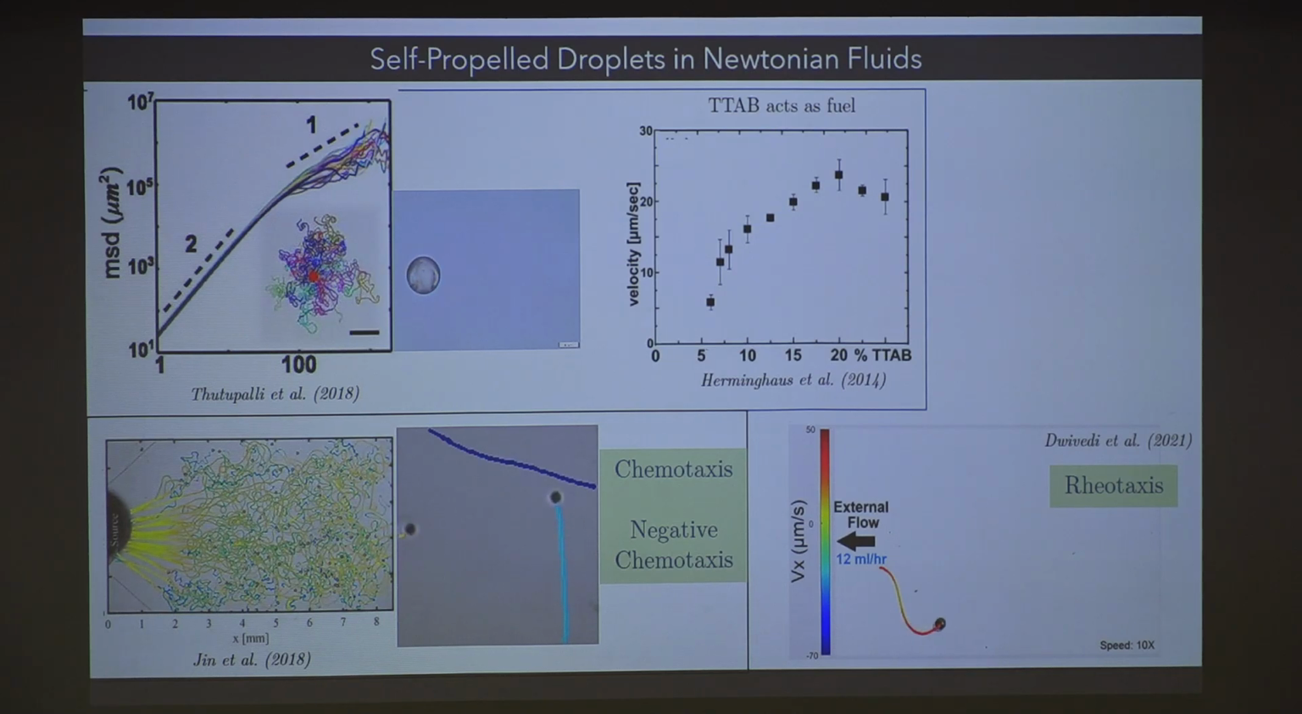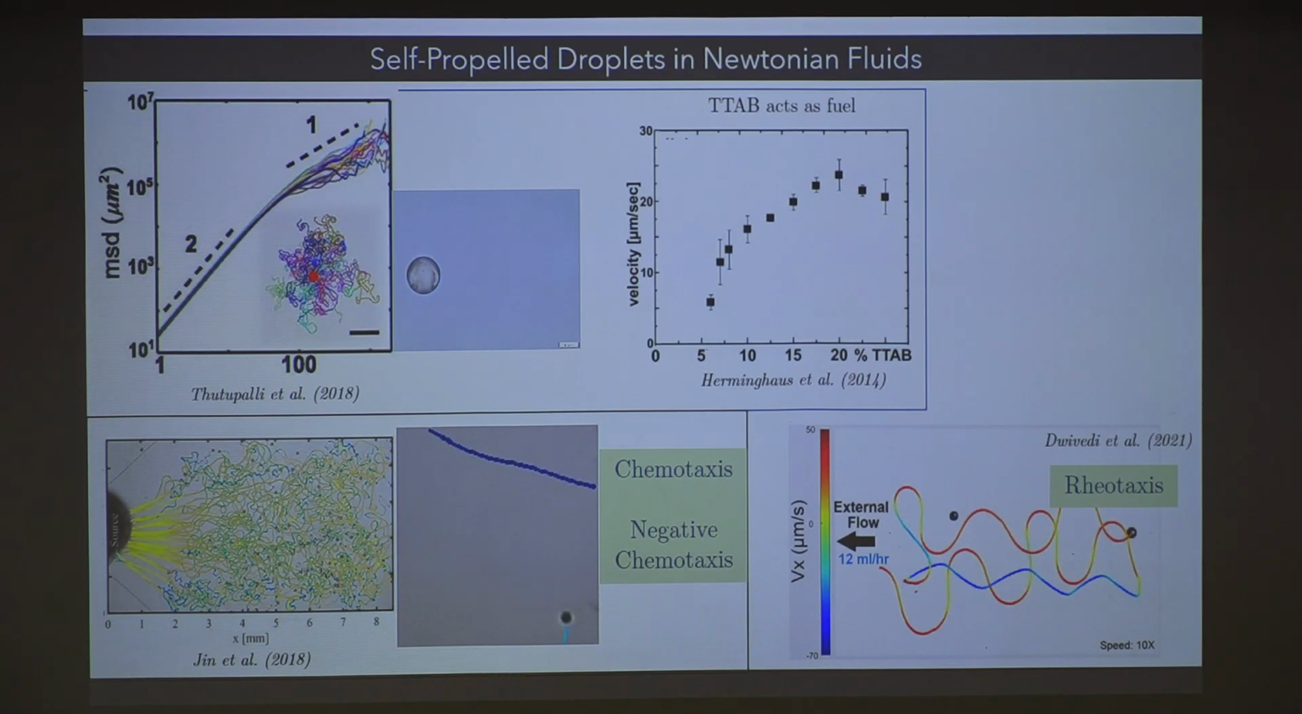Last year in a very exciting work, what we demonstrated was that if we put these droplets in an external flow, then these droplets can actually migrate upstream and perform a behavior known as rheotaxis. And we demonstrated that by manipulating the external flow conditions, the flow rate, we can actually control the droplet motion.